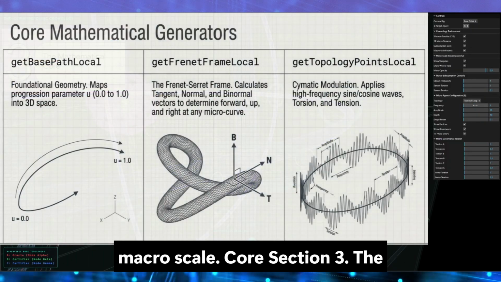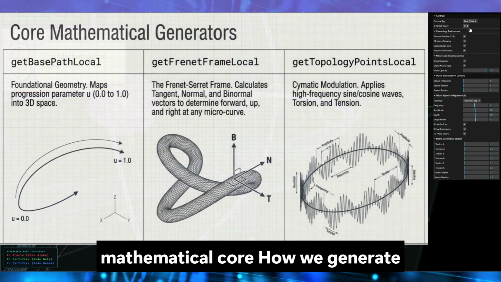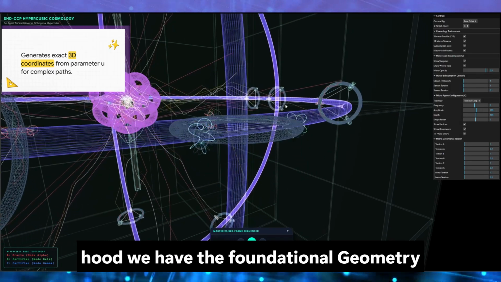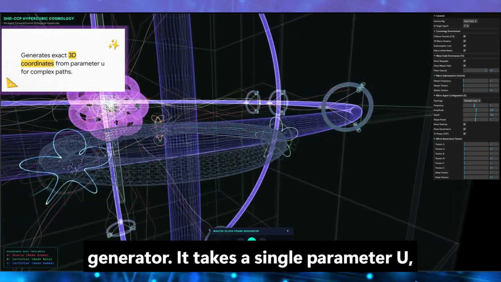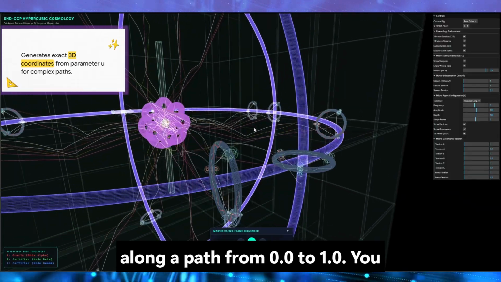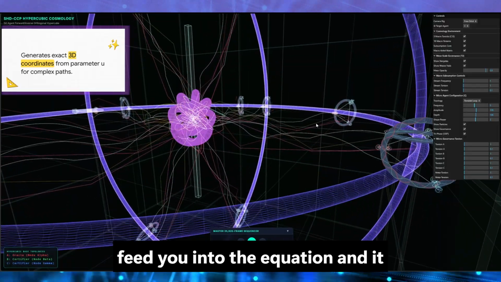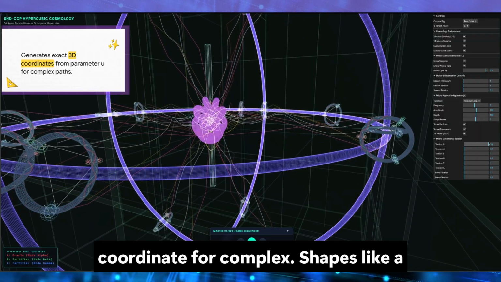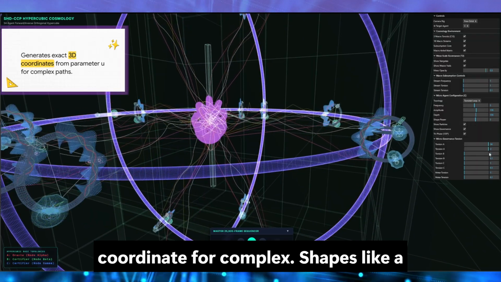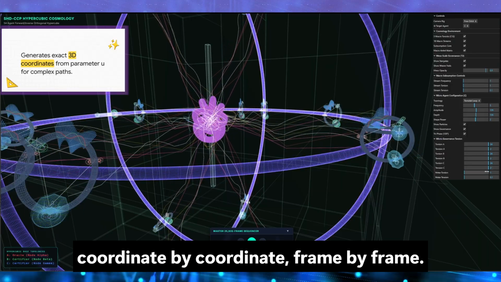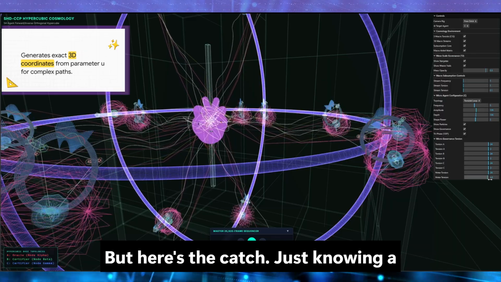Section 3. The mathematical core. How we generate geometry on the fly. So diving under the hood, we have the foundational geometry generator. It takes a single parameter, u, which simply represents a progression along a path from 0.0 to 1.0. You feed u into the equation, and it calculates and plots the exact 3D coordinate for complex shapes, like a continuous trefoil knot. It is quite literally plotting the universe, coordinate by coordinate, frame by frame.